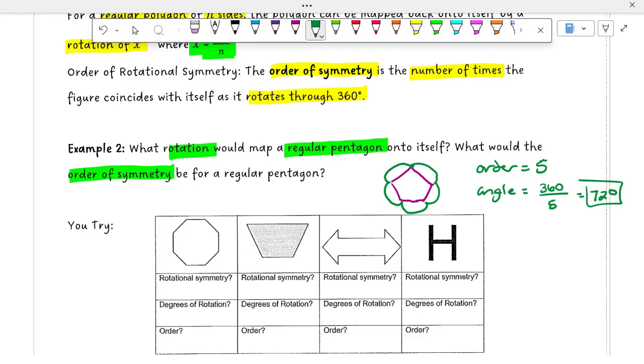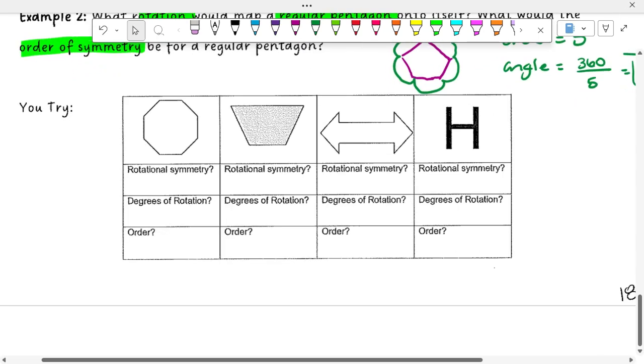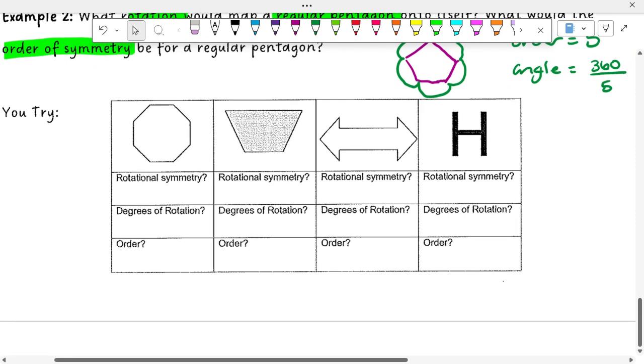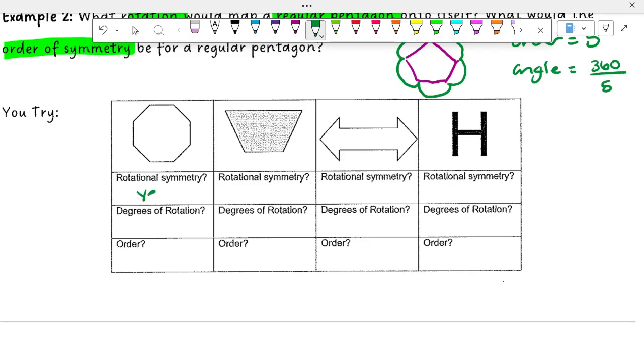All right. So now let's look at some examples. These are quick. First shape, what is that? That's an octagon. Do you think it has rotational symmetry? Yes or no? Yeah, it does. How many points can it be rotated around and map onto itself? So what's the order of symmetry? 8. It has 8 sides. So what would the degree of rotation be?